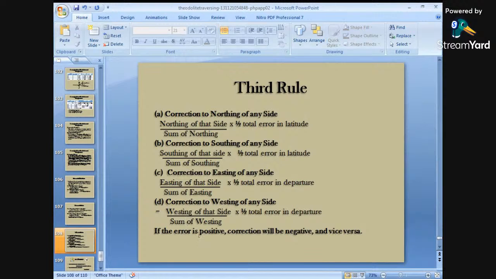Okay, if the error is positive, the correction will be negative and vice versa. So if the error comes out to be positive, the correction will be negative. If the error is negative, the correction will be positive. Based on these rules, there are some numericals also asked, which we will discuss in some other class.